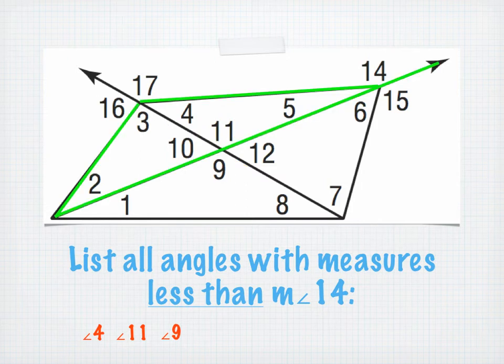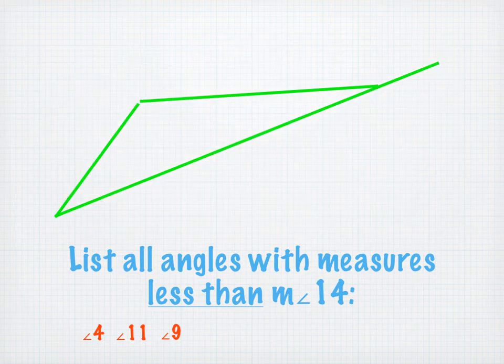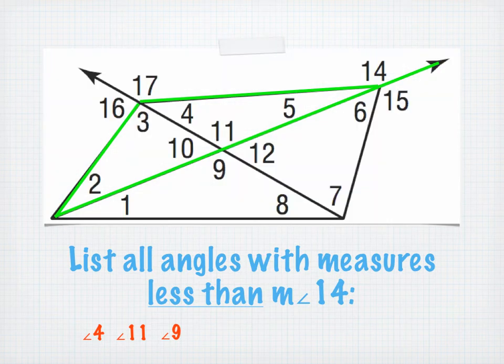Now let's consider this triangle. Angle 14 is still an exterior angle. And so therefore, angle 4 is already listed, but angle 2 must be less than 14, and angle 3 must also be less than 14. 3, because 3 and 4 together were less than angle 14. So therefore, angle 3 on its own must be less than 14.